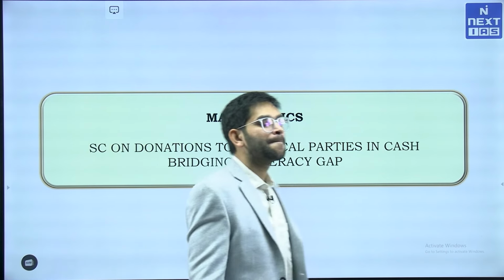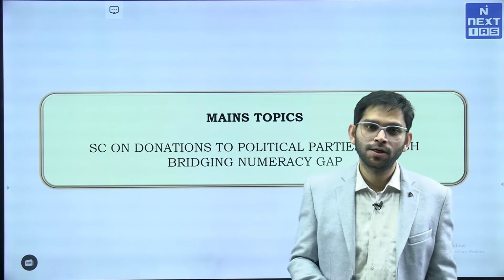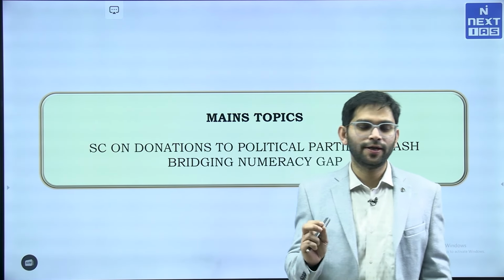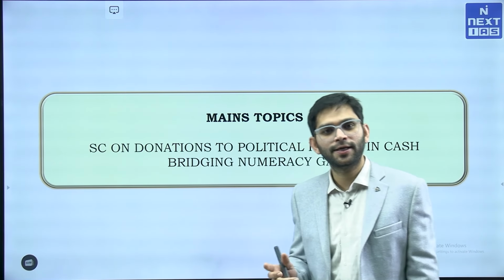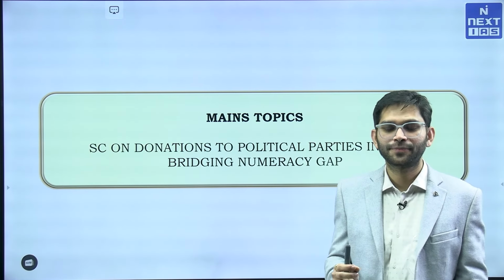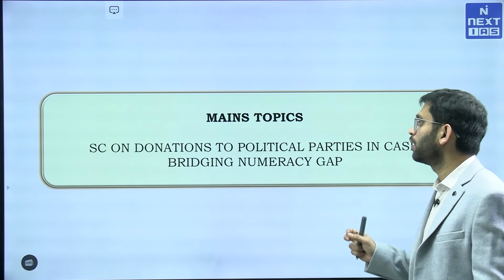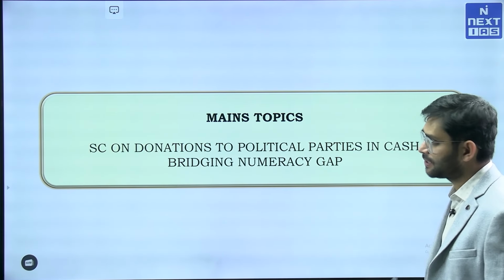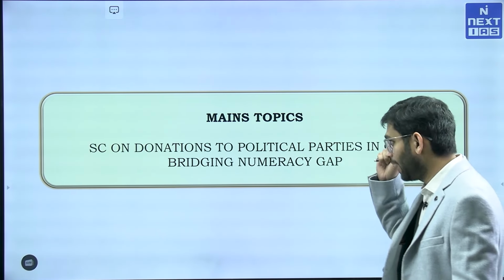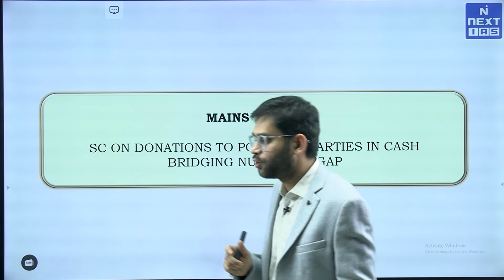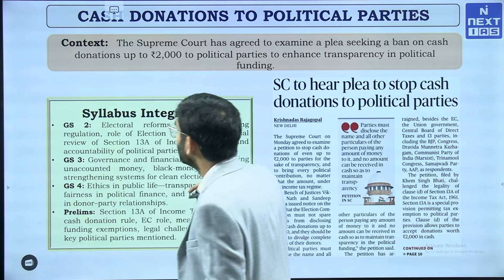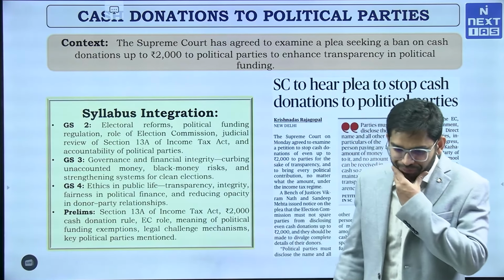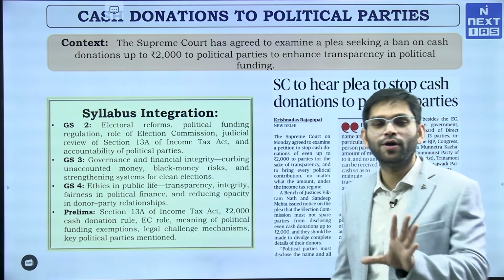Let us move on to the mains topics today. We have two important articles which are very important for the mains. The first article is the Supreme Court on the donations to political parties in cash, and the next one is bridging the numeracy gap.